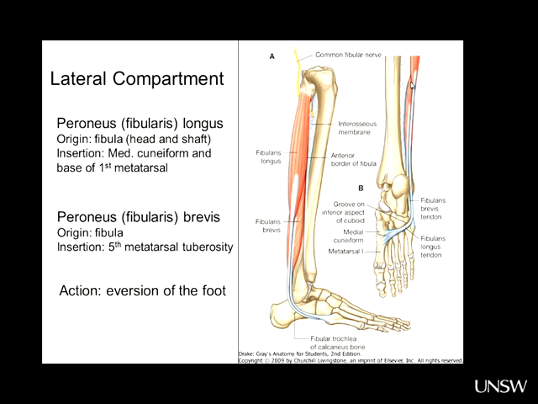It's the peroneus brevis or fibularis brevis muscle. It's coming from the shaft of the fibula. It forms a tendon at the ankle, and these tendons wind around the back of the lateral malleolus, and this peroneus brevis tendon, or fibularis brevis tendon, inserts onto the tuberosity of the fifth metatarsal.